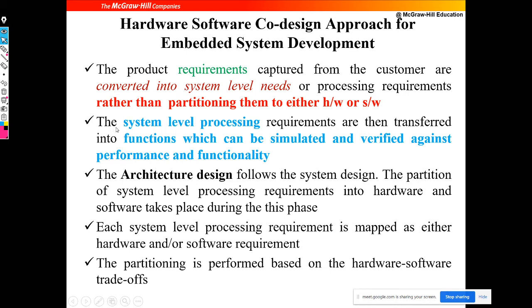Then the system level processing requirements transfer to functions that can be simulated and verified against performance and functionality. So you come up with a simulation model to verify whatever your requirement is. Only after this particular step is done do you start with your architecture design, meaning you design the system, like what components go in here.